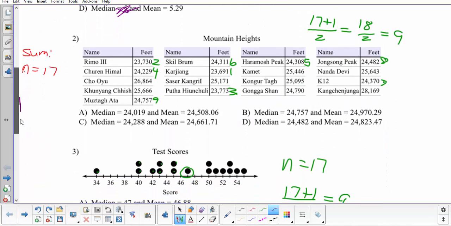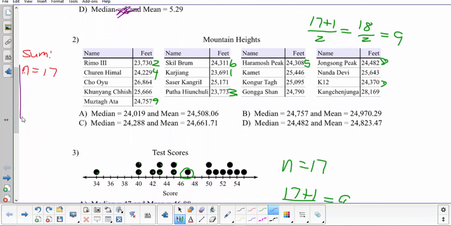For the next problem, we have to do the same thing. Once again, there are 17 pieces of data. So 17 plus 1 divided by 2 is 9, and we're looking for the 9th piece of data. Because these numbers are so large, I didn't want to rewrite every single number. So what I did was go through and order them until I found the 9th one in line.